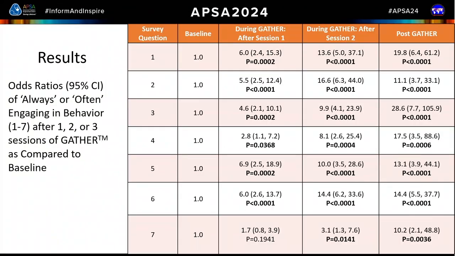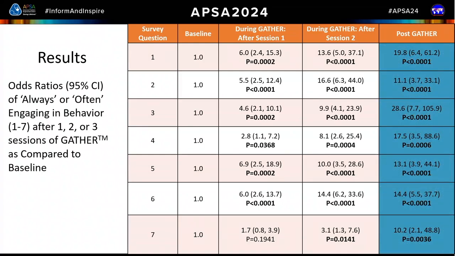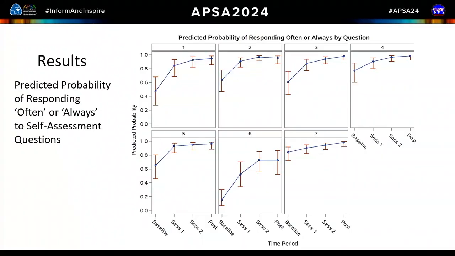So I know it's a little busy, focus on the bolded values. Compared to baseline, there were increases in engaging in DEI behaviors after participation in each session. And these were significant for the first 6 behaviors after just 1 session of Gather, and then for the 7th behavior after the 2nd session of Gather. And what's really interesting to note is after even 6 months down the road after completion of Gather, that these changes were still significant. This is a visual representation of the same data.